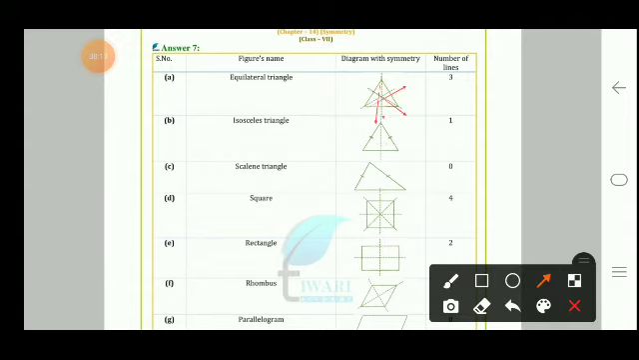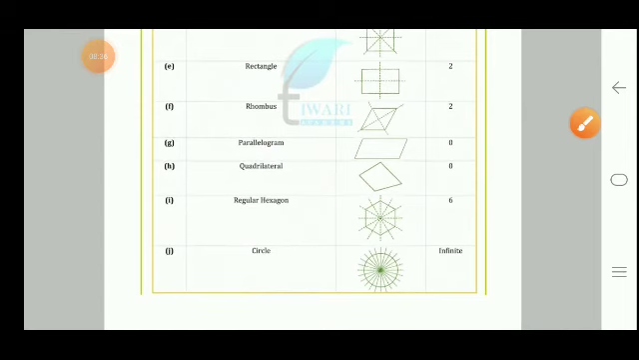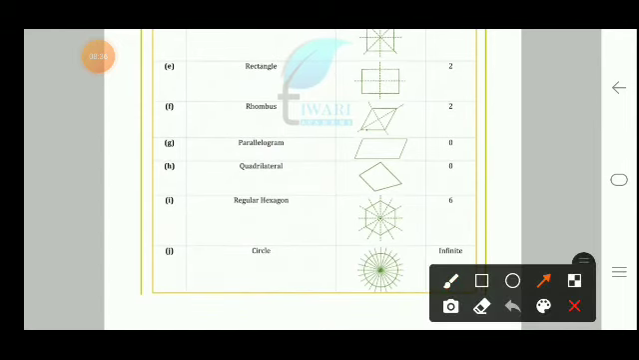Isosceles triangle, only 1 line of symmetry. Scalene triangle, no line of symmetry. Square, 1, 2, 3, 4 lines of symmetry, along with the midpoints of the sides and along with the diagonals. Rectangle, 2 lines of symmetry. Then moving towards the rhombus, in the rhombus we have 2 lines of symmetry along with the diagonals. Parallelogram, no line of symmetry. Quadrilateral, no line of symmetry. Regular hexagon, 6 lines of symmetry. Circles, infinite lines of symmetry.